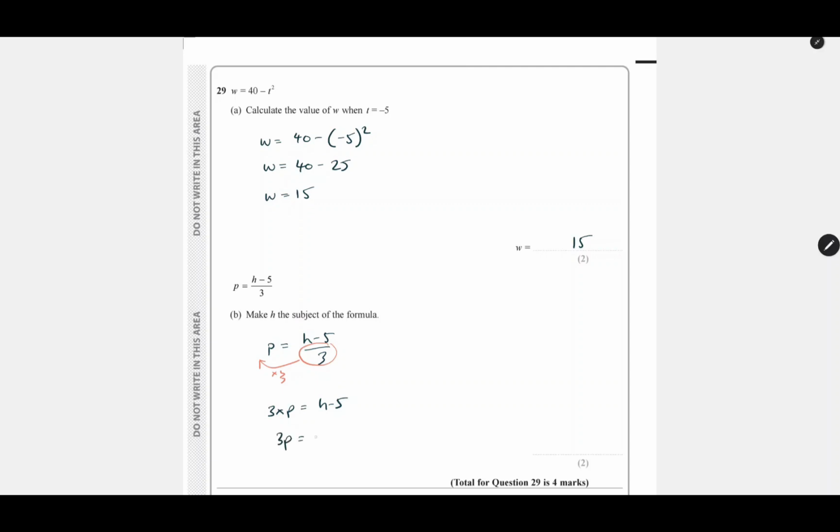So that's 3P is equal to H minus 5. And then the last step is to take the minus 5 to the other side, and that's going to be plus 5. And so we have H is equal to 3P plus 5. And that's our answer.